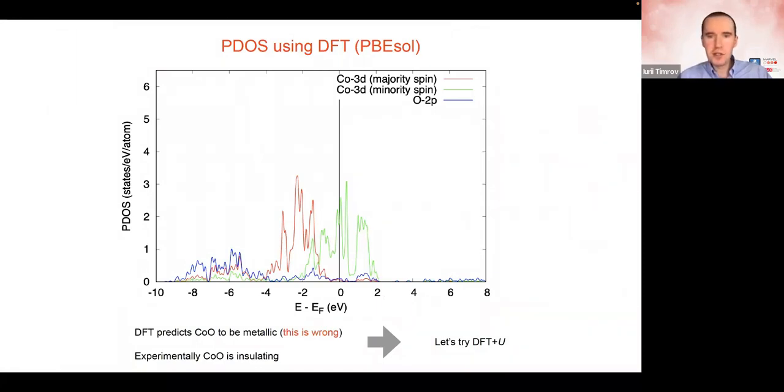Okay, so this is the result that we just obtained. What we find is that DFT predicts cobalt oxide to be metallic, which is obviously wrong because experimentally it is known to be insulating. So we want to see some band gap, but we don't see it. This is because we use PBEsol. We know there are self-interaction errors. 3d states are over-delocalized, and the calculation gives a completely wrong prediction. And +U comes to the rescue. Let's try to use DFT+U and see if we manage to open the band gap.